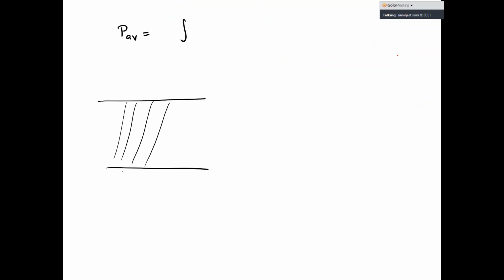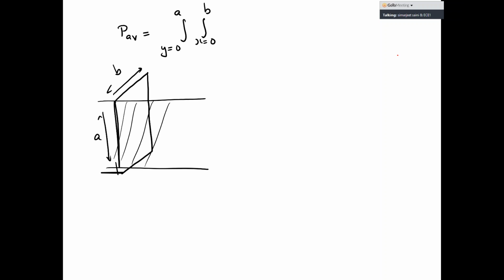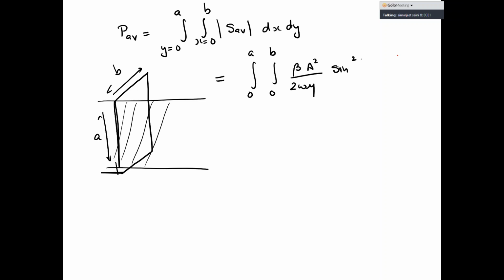And the P average is going to be integrating. So I have this waveguide. The average power is being stored here. So I have to integrate. I'm looking at how much is the average power stored in this cross section, this being B, this being A. So I have to go from y is equal to 0 to A, x is equal to 0 to B, and I integrate my S average over dx dy. That becomes 0 to A, 0 to B. Substitute the terms, I get beta A square 2 omega mu sine square m pi by a y dx dy.